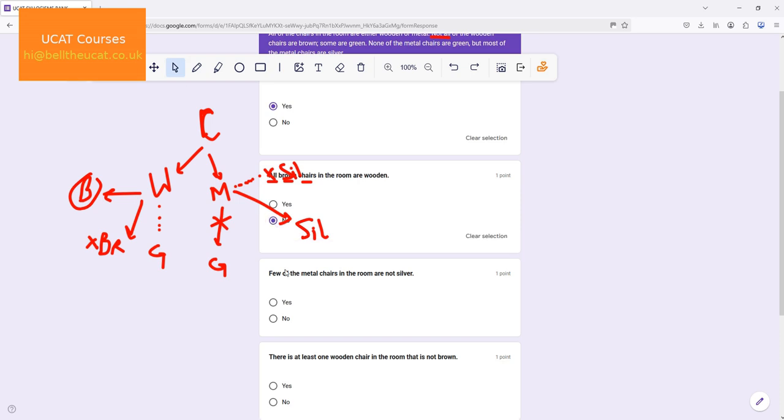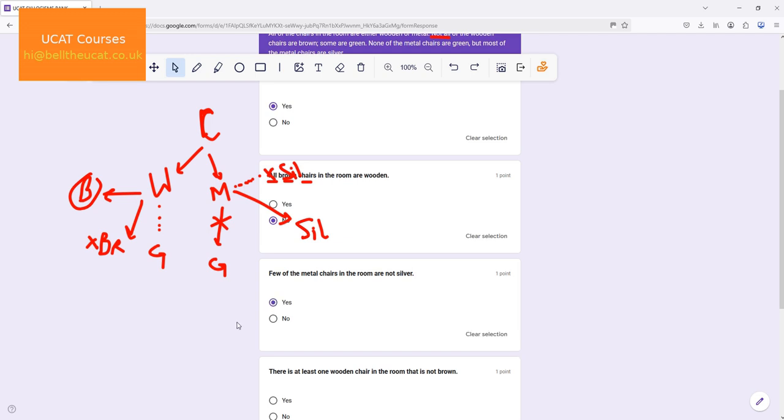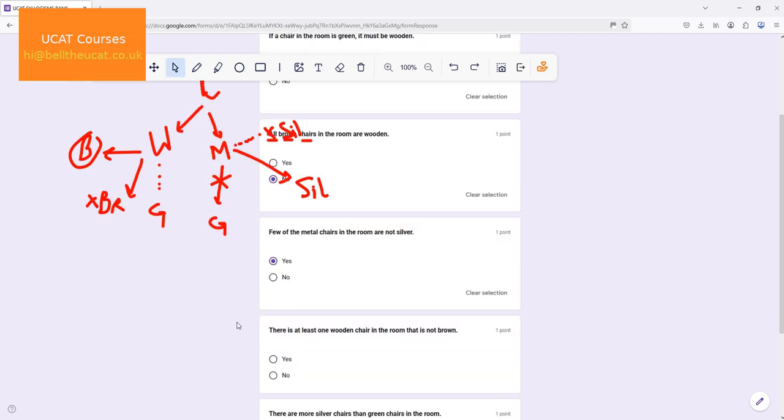Ready? All right. Moving on to our next one. Few of the metal chairs are not silver, of course. Few means dotted line. Oh, easily. Few of the metallic chairs are not silver. Easy. Right. Next. Now, if you look at that, once you construct this tree diagram with utmost accuracy, you cannot go wrong. The skill is about getting the Venn diagram right. Right. Now the next one, he says, there is at least one wooden chair that is not brown. Of course, here.